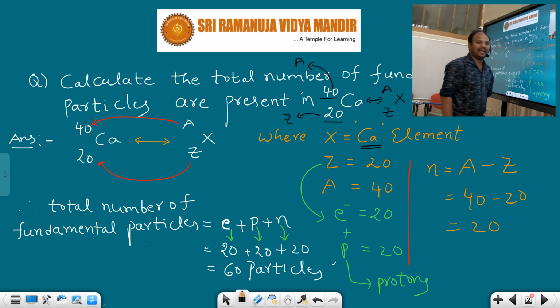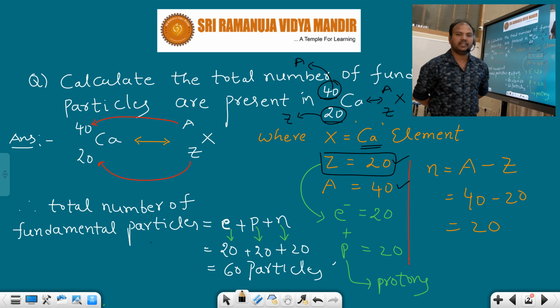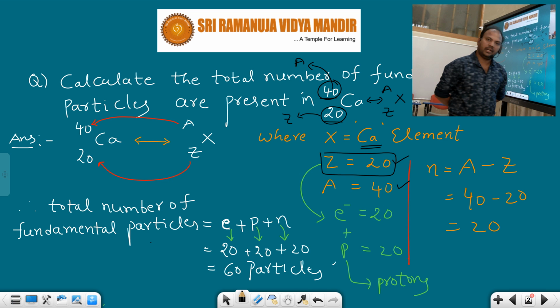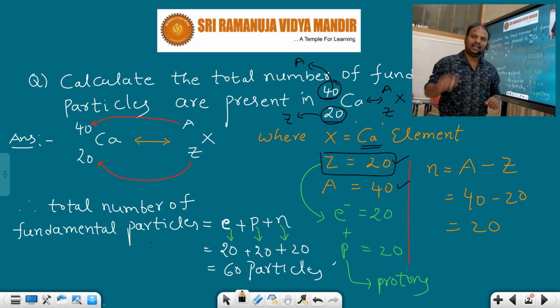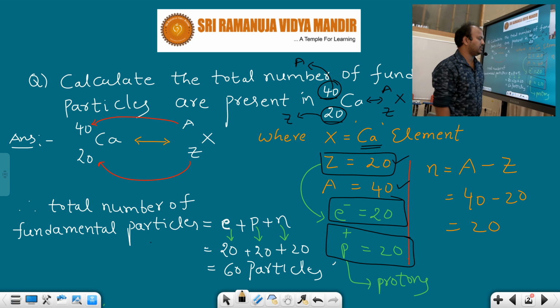This atomic number, how much is given? 20. This mass number, how much is given? 40. When you know the atomic number, the same number of electrons and the same number of protons are present. But the difference is protons are present inside the nucleus, electrons always revolve around the nucleus. Here atomic number is 20, so the electron number is 20 and the proton number is also 20. Electron is a negatively charged particle, proton is a positively charged particle.